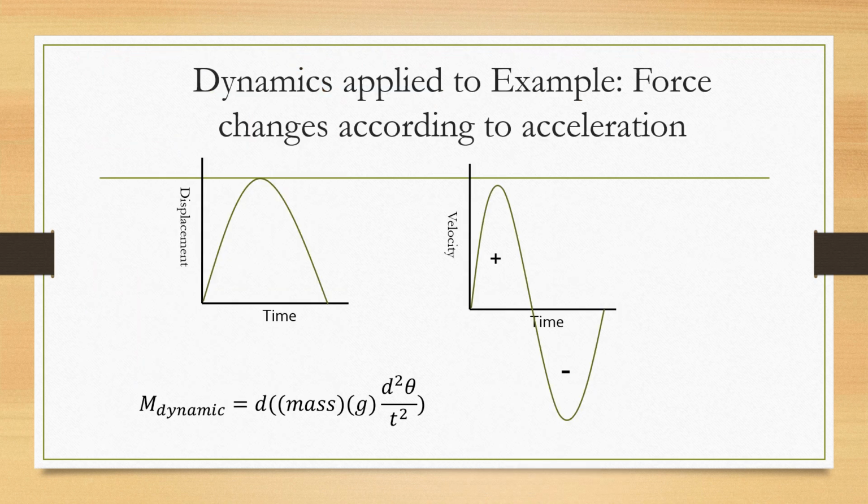Those of you who took calculus with physics will perhaps recognize this. The diagram on the left is the velocity curve. Velocity is the first derivative of displacement, and the diagram on the right is the acceleration curve. Acceleration is the second derivative of displacement, or the first derivative of velocity.